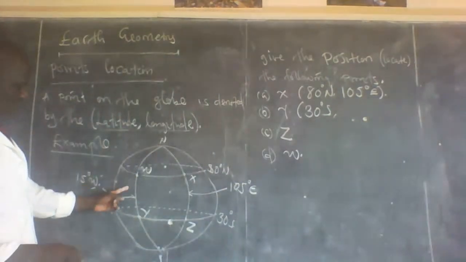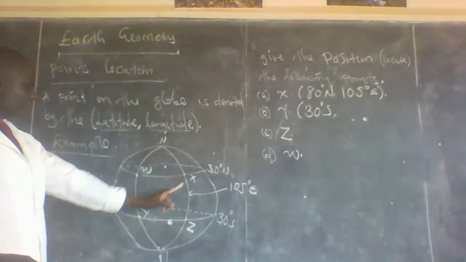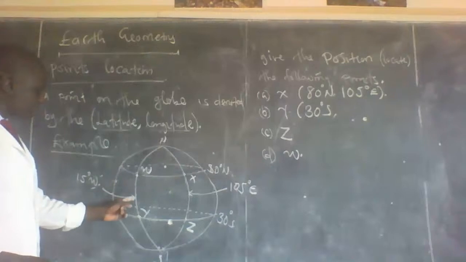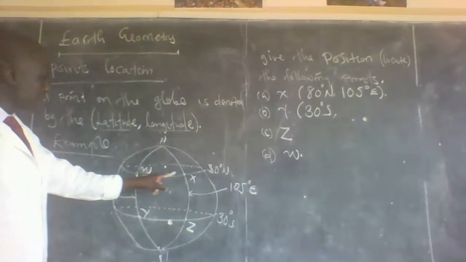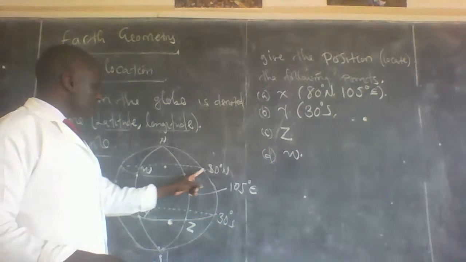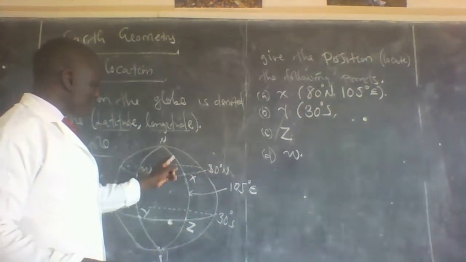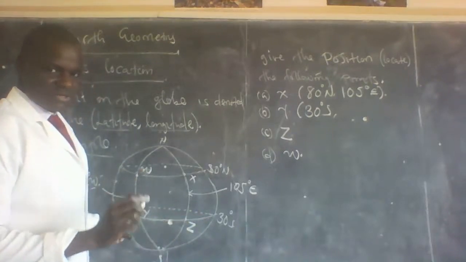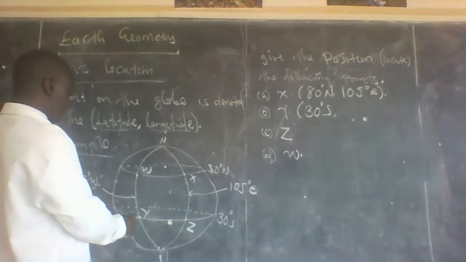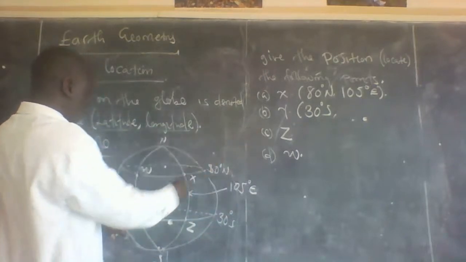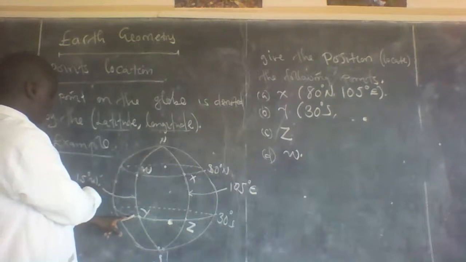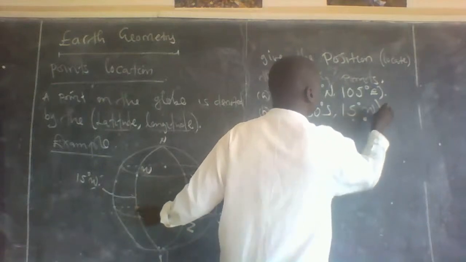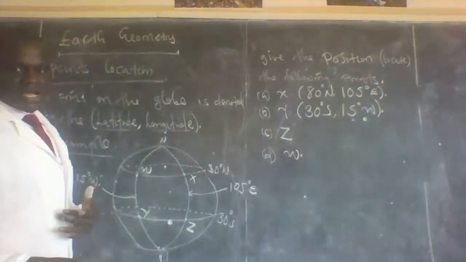What is the longitude? Now the longitude is different from the one where X is. But be reminded that W and Y are on the same longitude, W and X are on the same latitude, X and Z are on the same longitude, Y and Z are on the same latitude. Do not get confused. So Y is on latitude 30 degrees south, and then the longitude is 15 degrees west. It is a very simple task, actually.